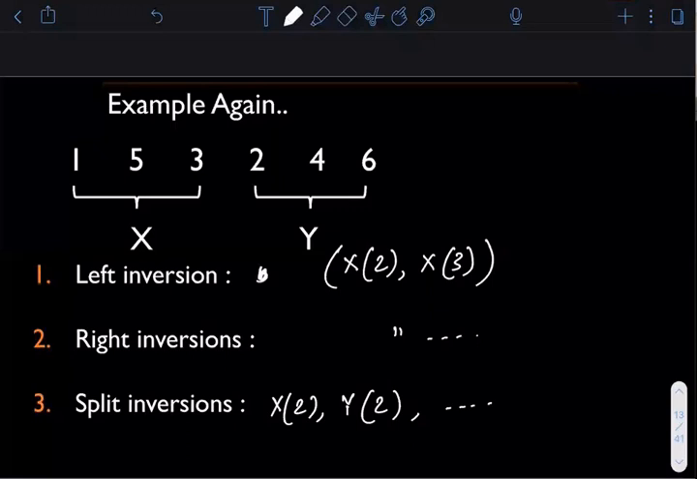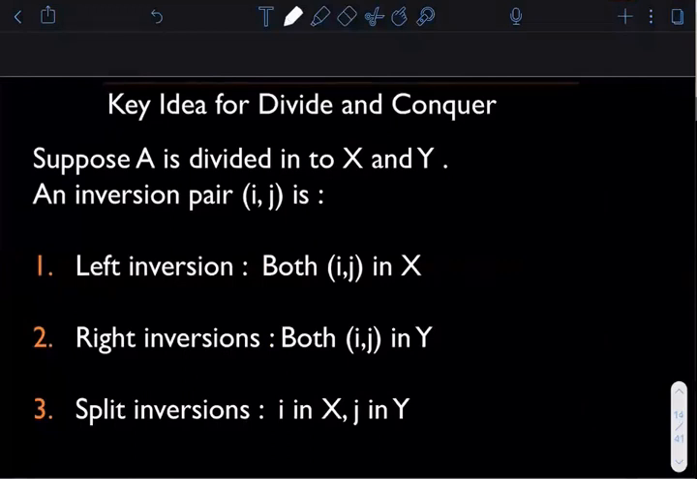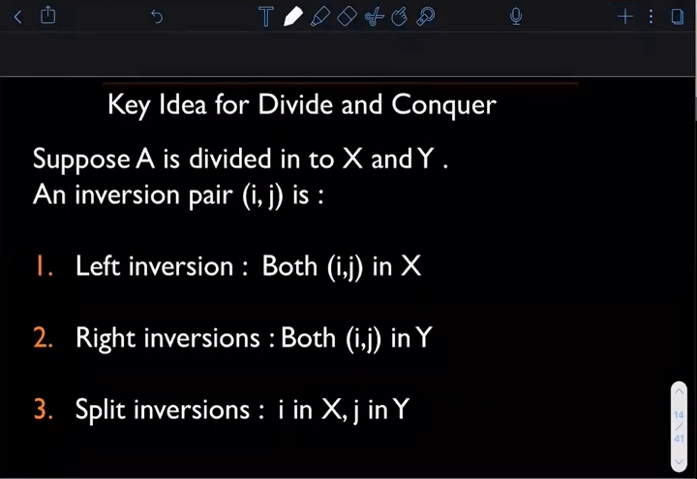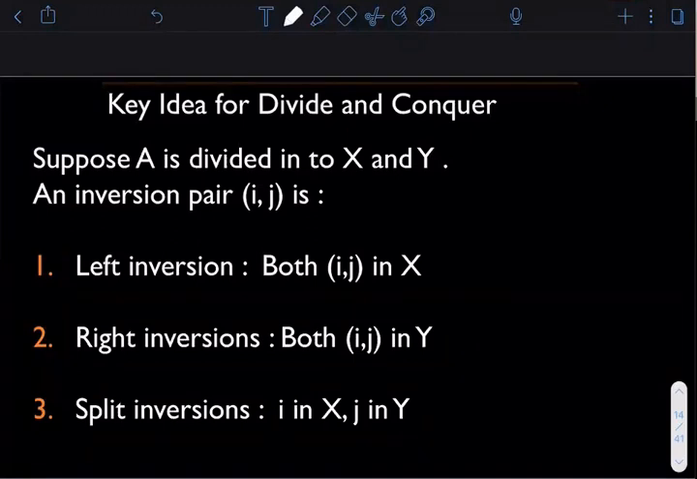Okay. Now that said, let's put this entire thing into the framework of divide and conquer algorithms. Does this fit our paradigm? Division is more or less clear. I want to divide my array into 2 equal halves, let's say X and Y. Now, if I'm able to compute these 3 kinds of inversions, then I'm done. Why? Because there are no other kinds of inversions. There could only be these 3 kinds of inversions in my given array.